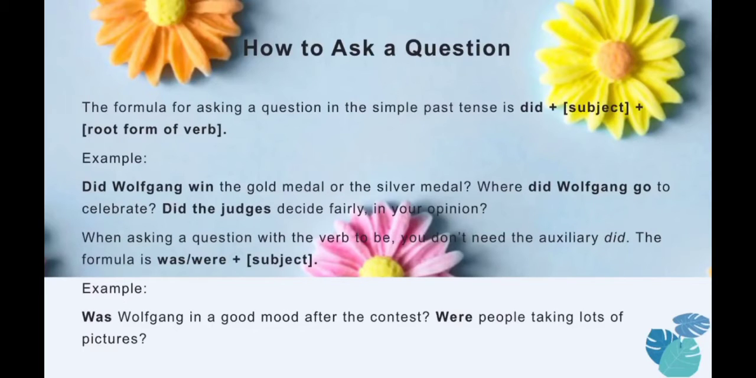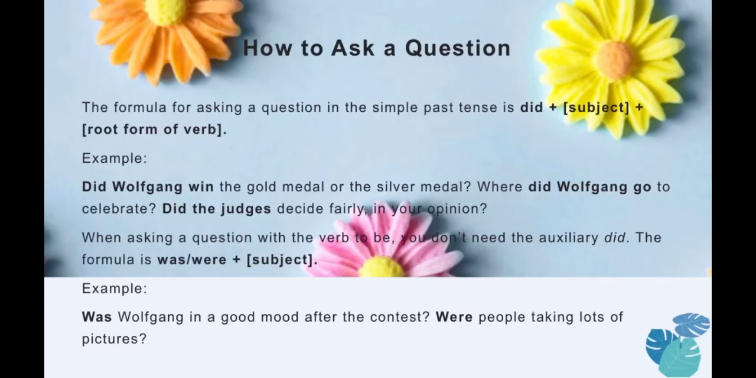How to ask a question. The formula for asking a question in the simple past tense is did plus subject plus root form of verb. Example: Did Wolfgang win the gold medal or the silver medal? Where did Wolfgang go to celebrate? Did the judges decide fairly, in your opinion?